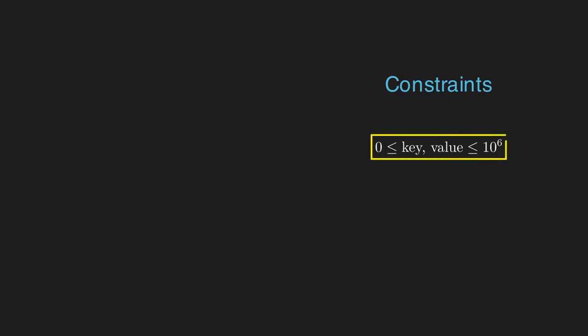Looking at the constraints, both keys and values are integers ranging from 0 to 1 million. Furthermore, at most 10,000 calls will be made to the put, get, and remove functions combined. These constraints are crucial because they will guide how we size our underlying data structures and manage memory efficiently.